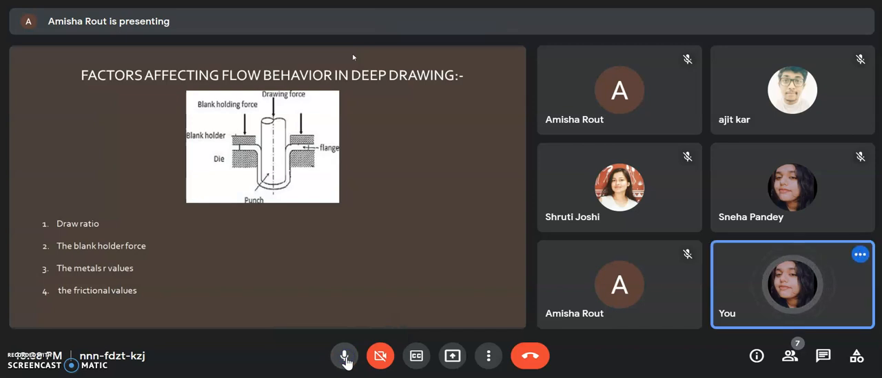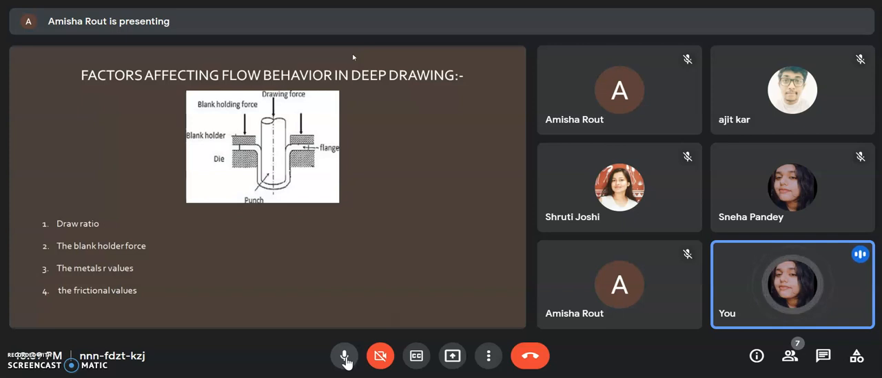Thank you, Amisha. Deep drawing is suitable for a wide variety of materials including stainless steel, aluminum, galvanized steel, nickel, silver and brass, giving customers a wide choice of material to suit their components' needs.